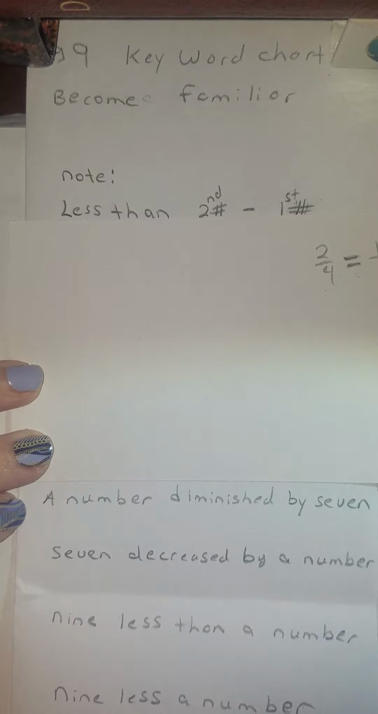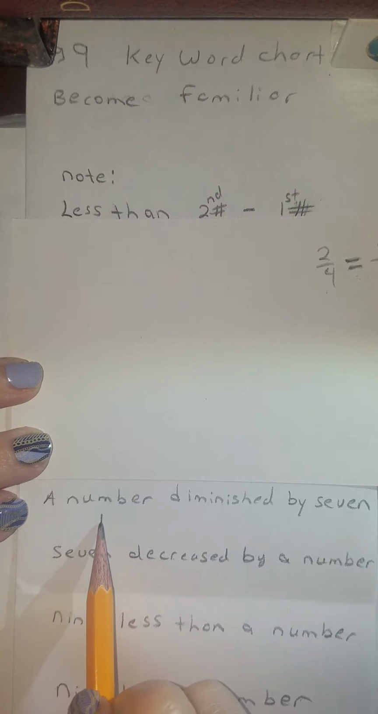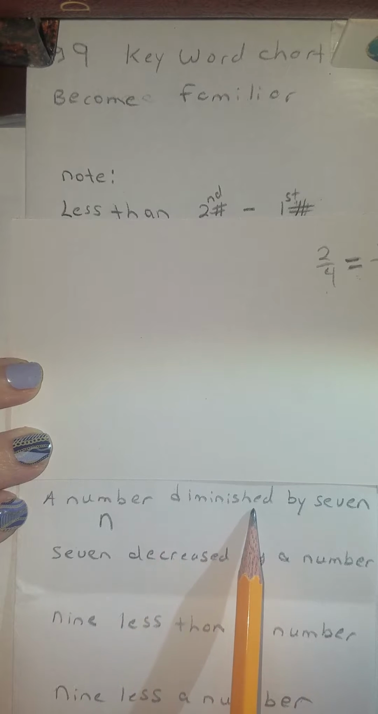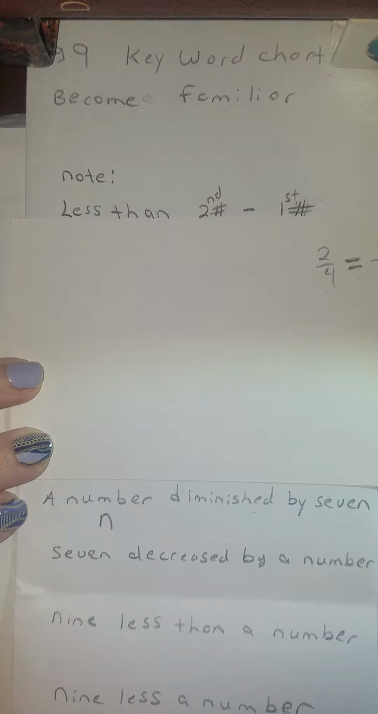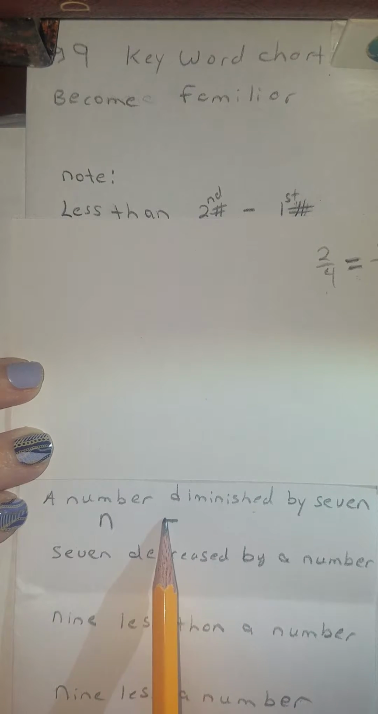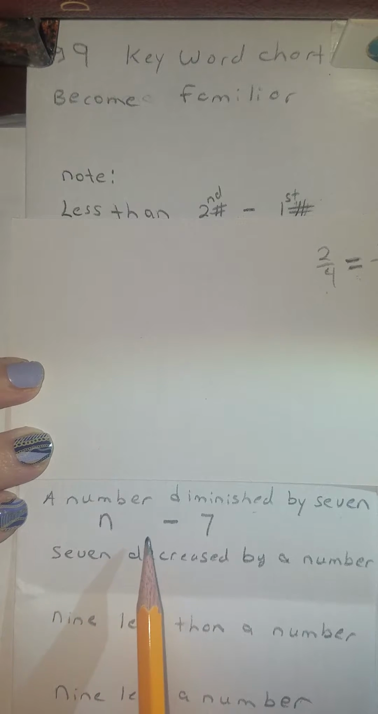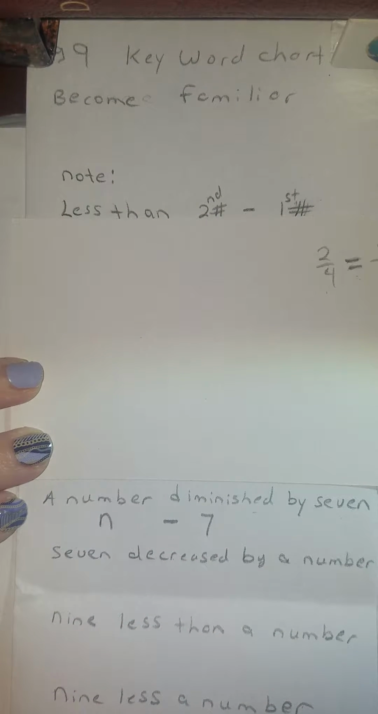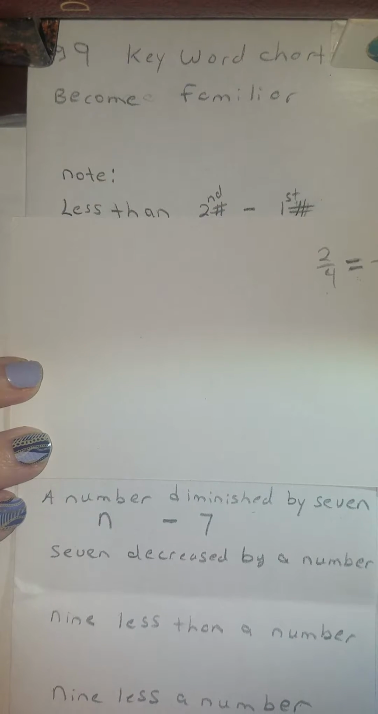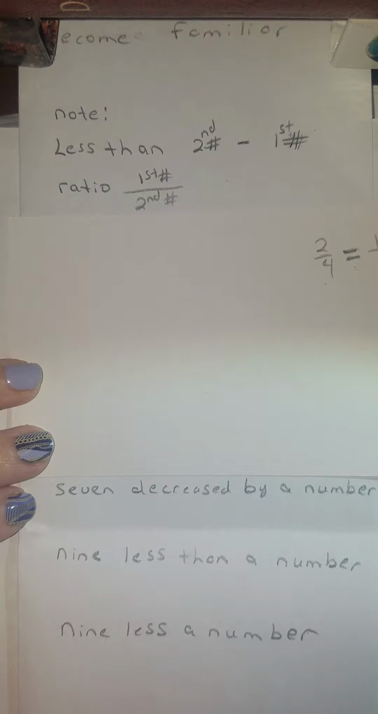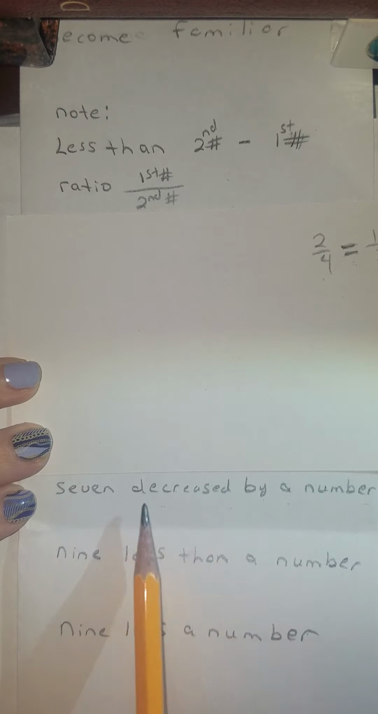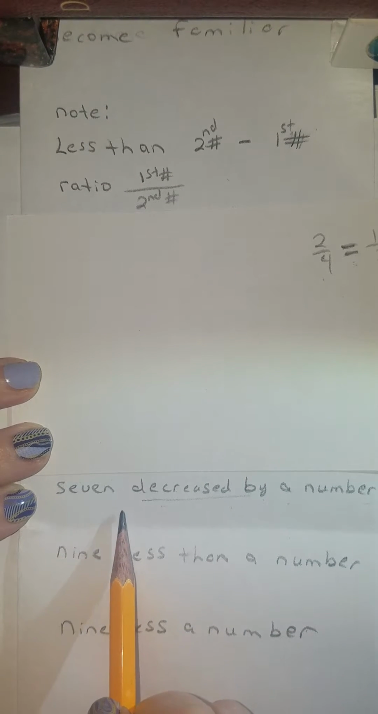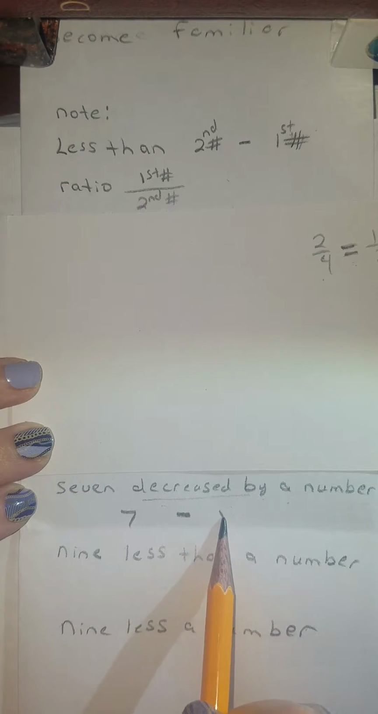On our next example, it says a number diminished by 7. And if you know, diminished means subtraction. That's a key word for subtraction, by 7. So a number diminished by 7. Here you have 7 decreased by a number. Decreased again is indicating subtraction. So 7 decreased by a number.